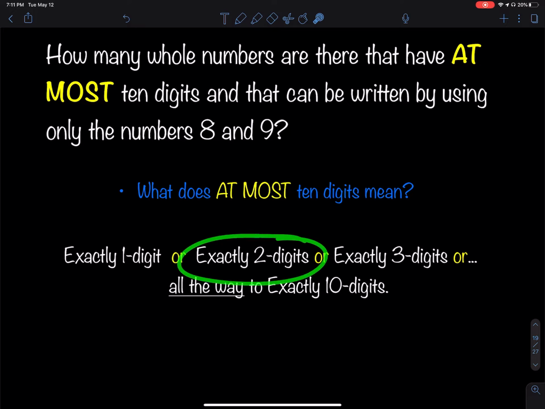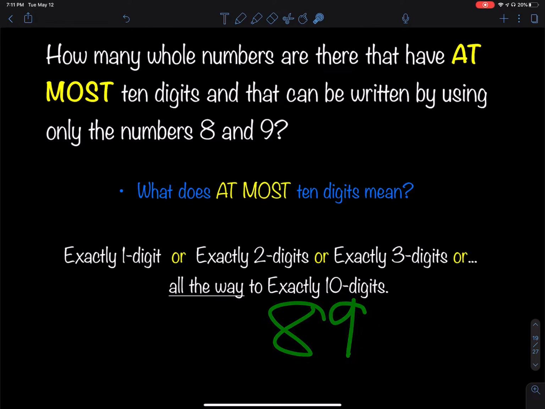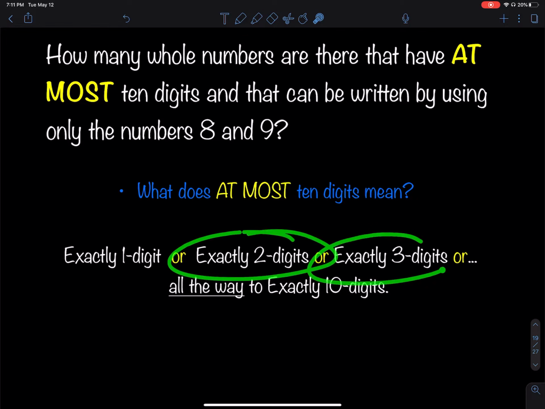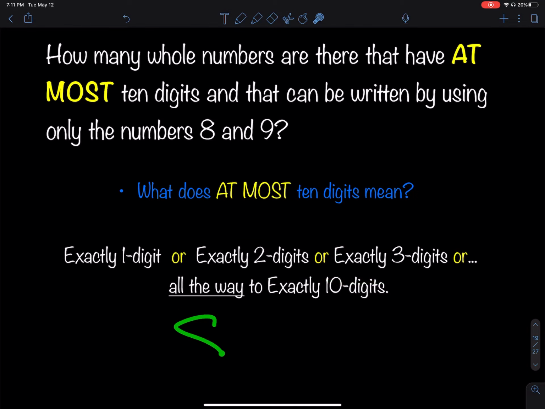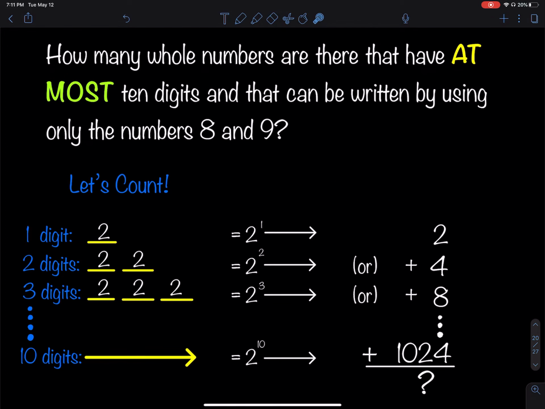What about exactly 2 digits? 88 is one of those. 99, that's another one. 89. How about 98? So there's 4 possibilities for that. For exactly 3, you got things like 888, 999, 898, 998, etc. You got a bunch of those. It looks like for this one, 2 times 2 times 2, so you got 8 of those. Alright, so it looks like we're adding 2 plus 4 plus 8 all the way to 2 to the 10. And that's what we show right here.